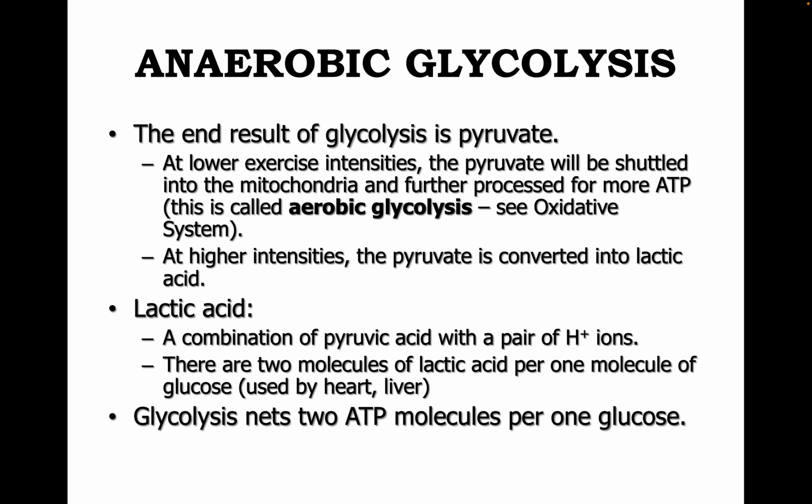So if you take the amount of ATP glycolysis creates, and you subtract from the amount of ATP that it actually uses, the leftover is two ATP molecules created in net per one molecule of glucose.